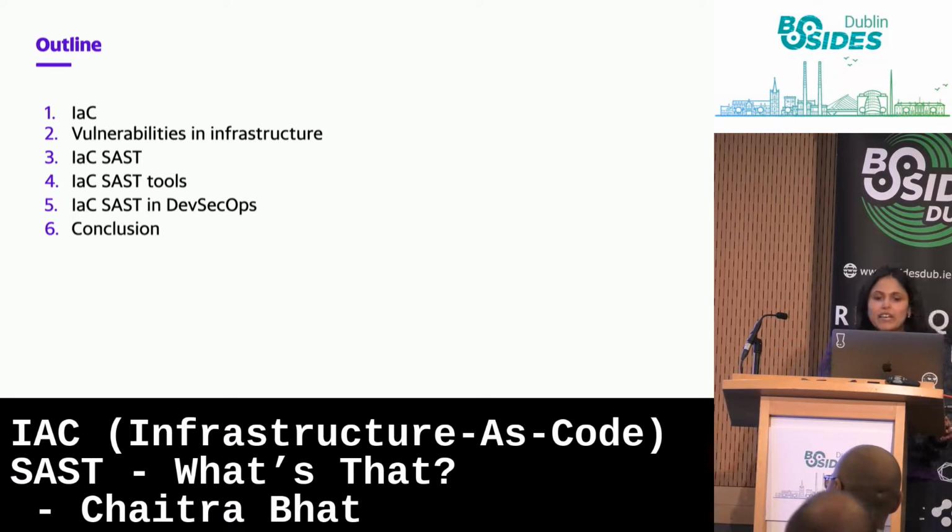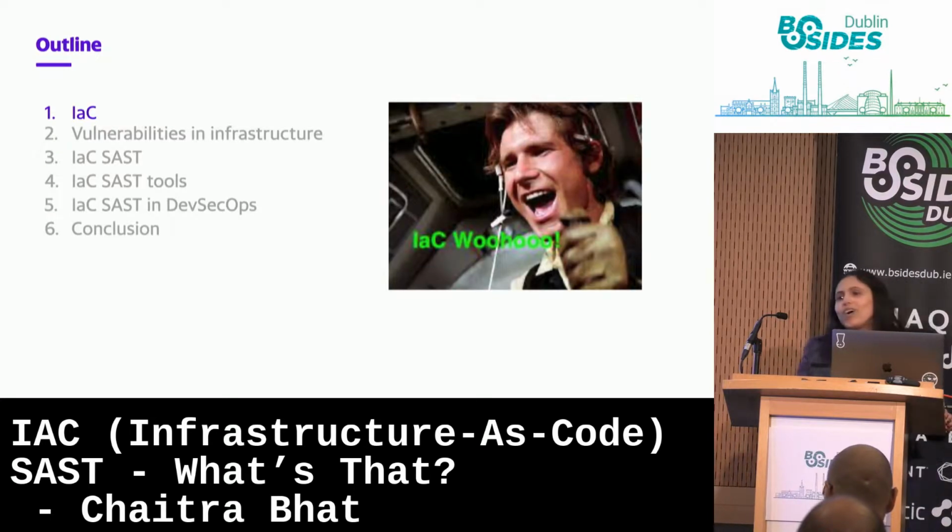So I'll briefly introduce to you what IAC is before jumping on to introduce what IAC SAST is. And to fully appreciate why we need IAC SAST, I need to scare you a bit here. We need to see what are the possible vulnerabilities that can happen in the infrastructure because of misconfigurations in our infrastructure code. And then I'll show you some examples of IAC SAST tools. Then we'll see how we can deploy this into our DevOps cycle. And I'll conclude.